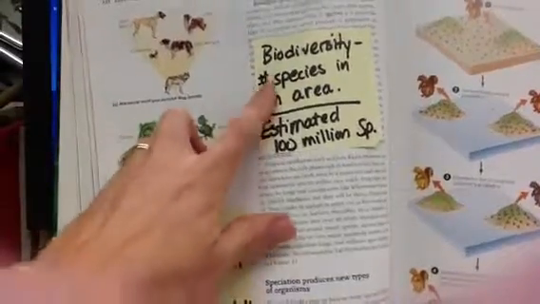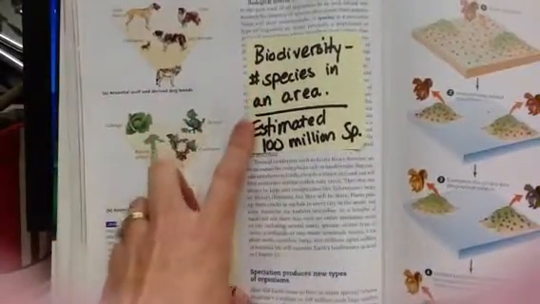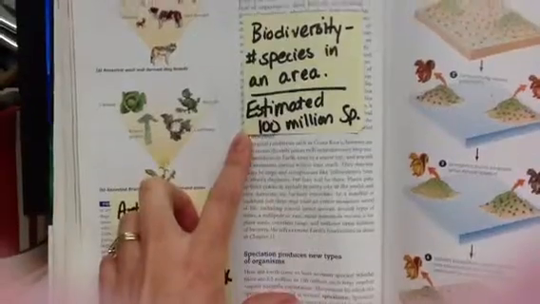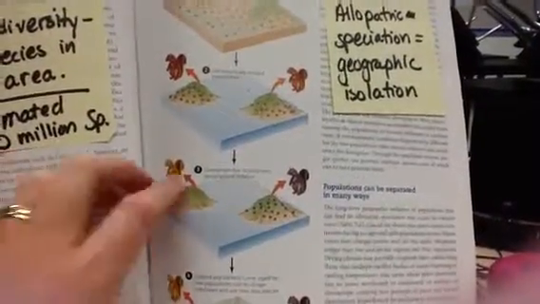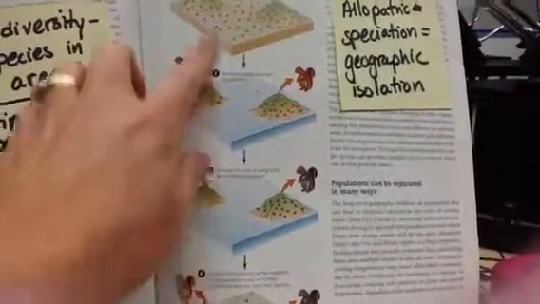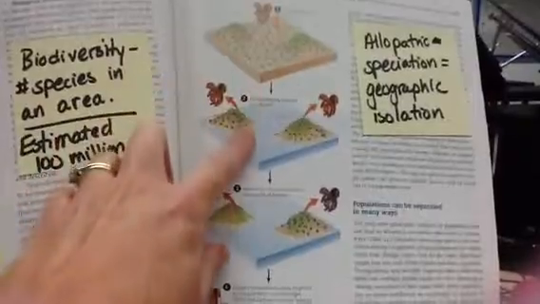Also, you need to know the definition of biodiversity, which is the number of species in an area. We estimate that we have 100 million species on this planet. Moving over to the next page, 123, we have an example of speciation.